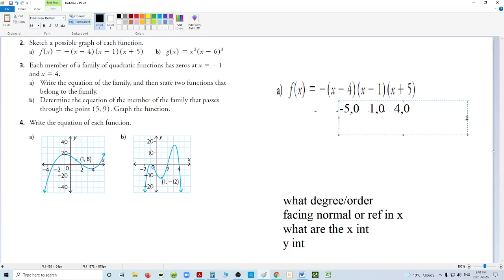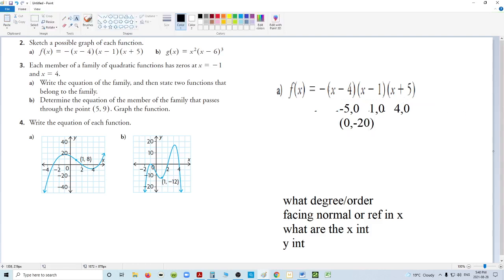And then what's the y-intercept when x is 0? I got -1 up front, multiplying -4, multiplying -1, multiplying +5. And I can see that's going to come out as a negative. So it's going to be down below. So -4 times +5 times -1 times -1 is -20, which means it's going to cross the y-axis at (0, -20). If I make a drawing mistake, this will help me a lot.